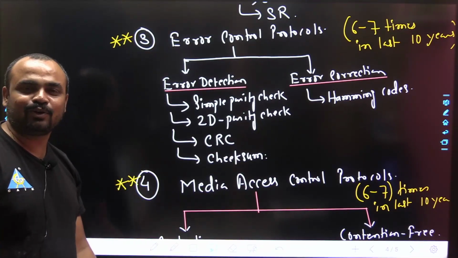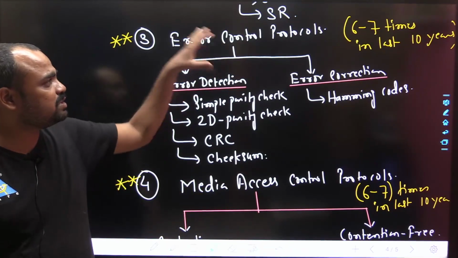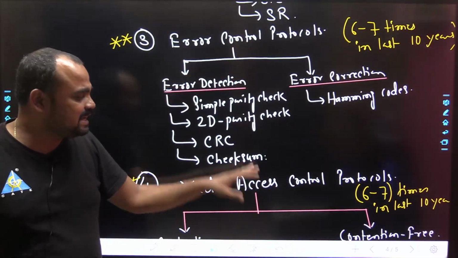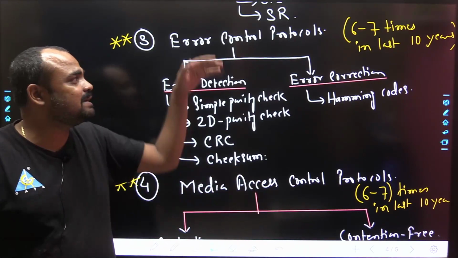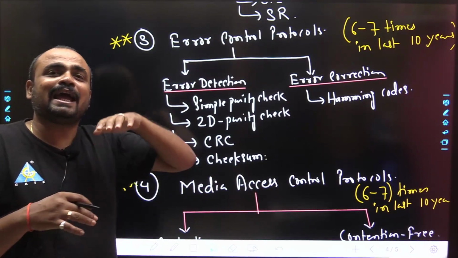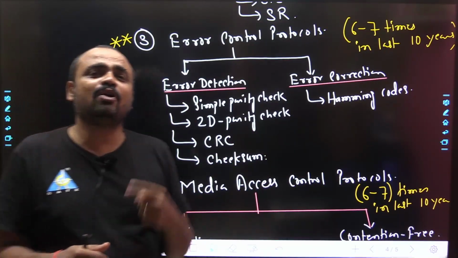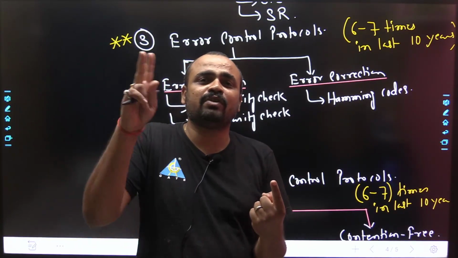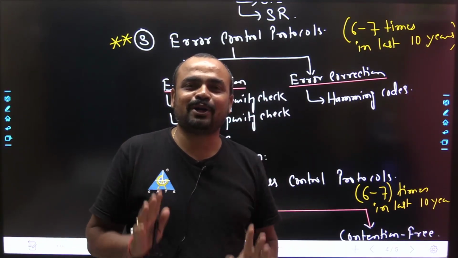Are you getting my point or not? So usually what happens, sometimes if GATE is asking the question from the error control protocol, they will skip this one. And if they are asking the question from this particular topic, they will skip this one. Or another possibility is they will ask the question from both the topics. One will be of 1 mark and the second will be of 2 marks, or both will be of 1 mark. Are you getting my point or not?